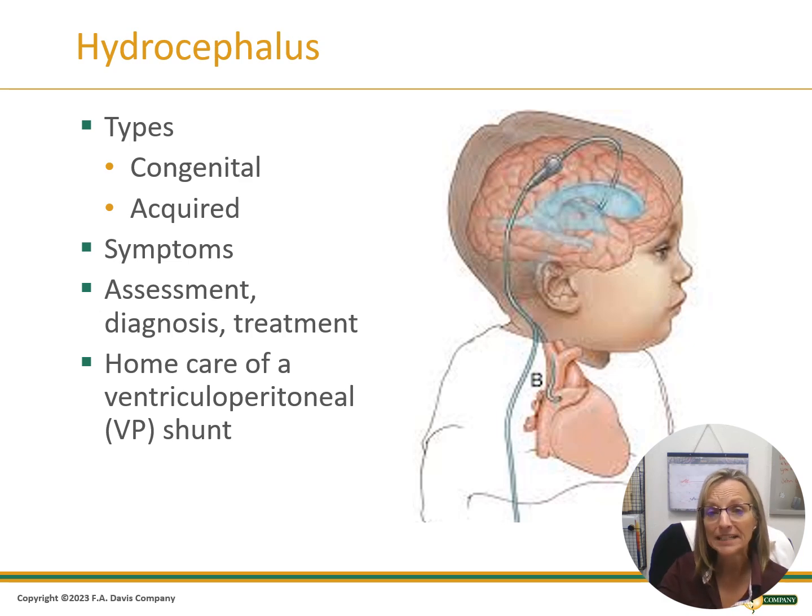You can see a rapid increase in the head circumference. You can see bulging fontanelles. That's why it's important to always check the fontanelles of babies. Remember, if they're depressed, that can show us if they're dehydrated. But if it's increased, it's very concerning because that's usually increased intracranial pressure.